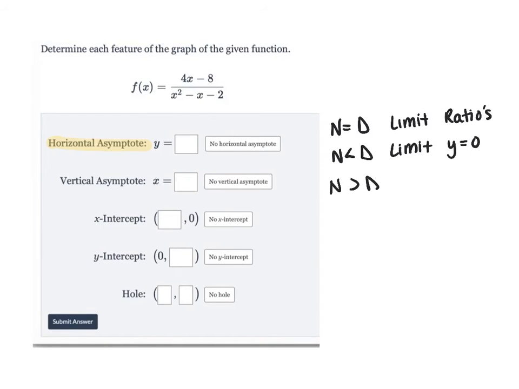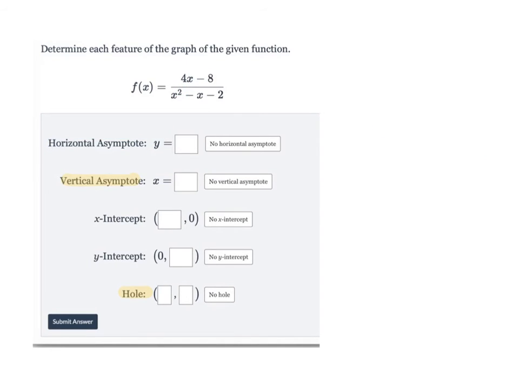And if the degree of the numerator is greater than the degree of the denominator, then there is no horizontal asymptote. So let's see what we have. The degree of the numerator is 1, and the degree of the denominator is 2. So therefore, the degree of the numerator is less than the degree of the denominator. Therefore, the limit, or the horizontal asymptote, is the line y equals 0. So that is all you need to put in there.